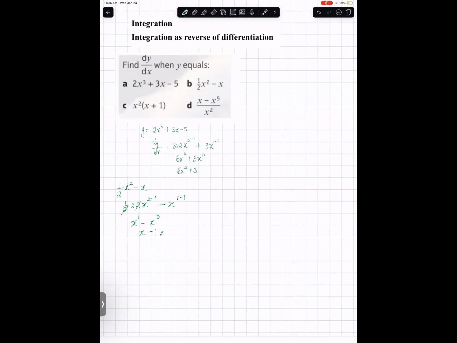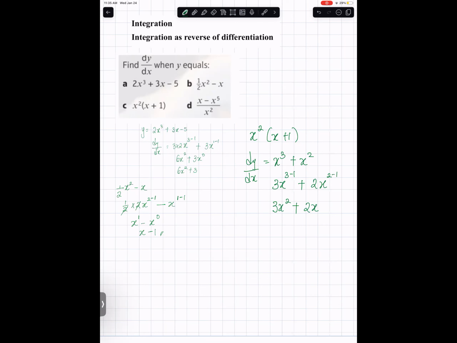Then let's move to the third question. For C, it says x squared into x plus 1. So for dy/dx, let's expand that. x squared multiplied by x will give us x cubed. Then x squared multiplied by 1 will give me x squared. So now we are differentiating, and like I said, the 3 goes there. We have 3 times x to the power of 3 minus 1 plus 2x to the power of 2 minus 1. So we have 3x squared plus 2x.